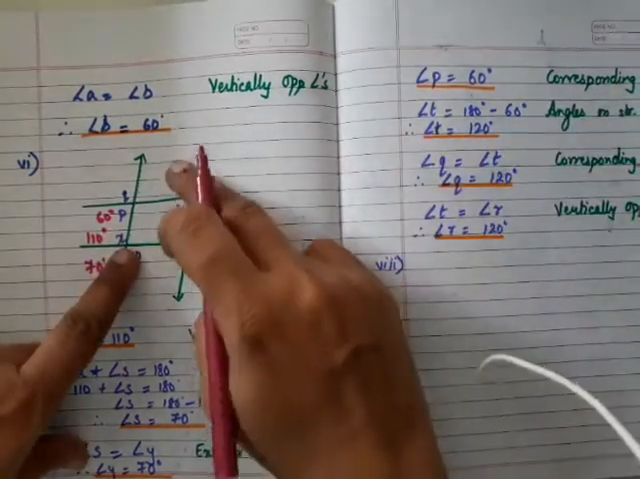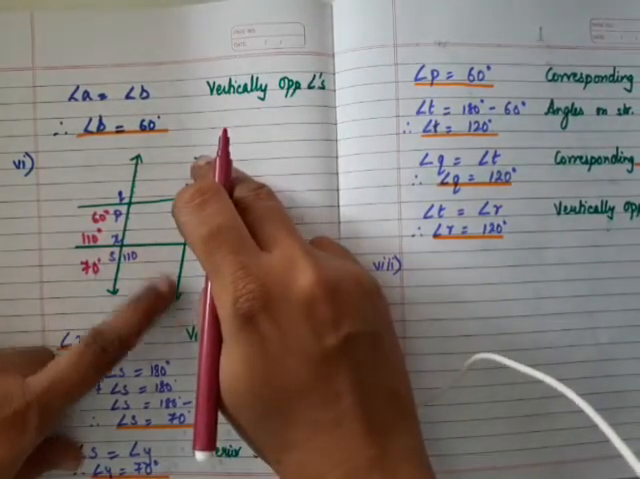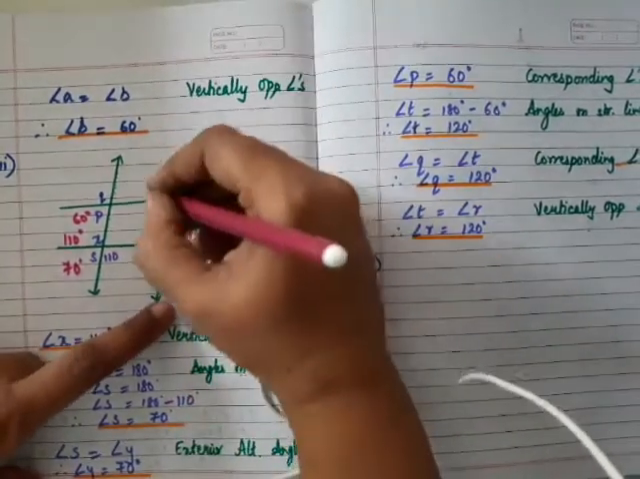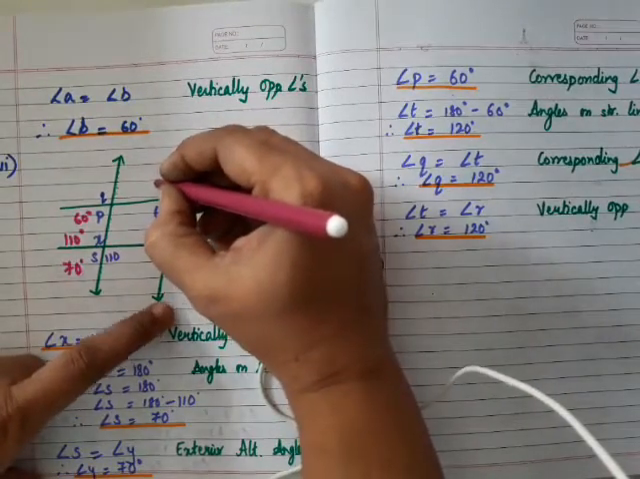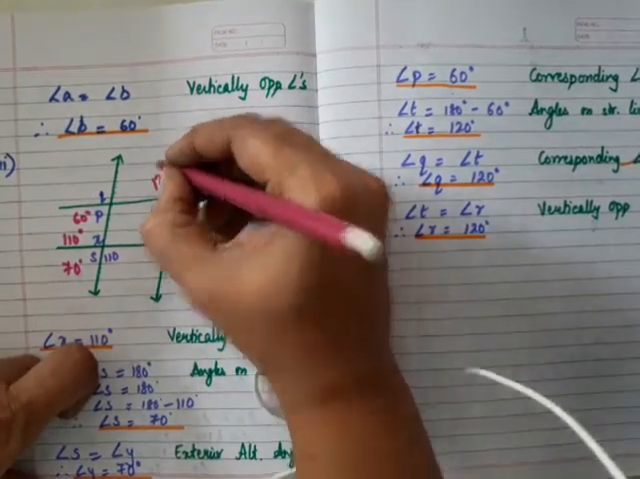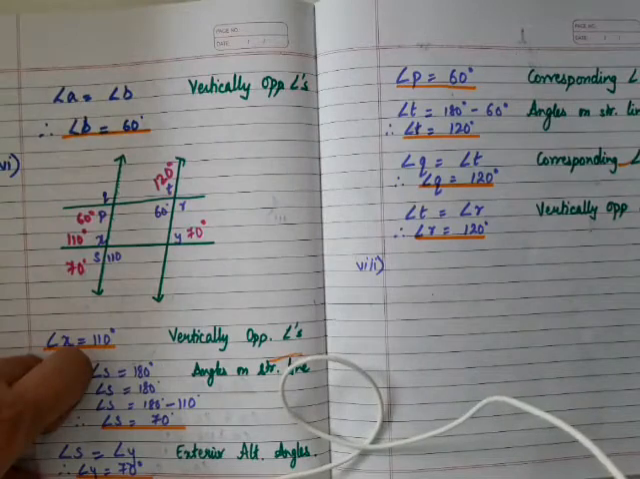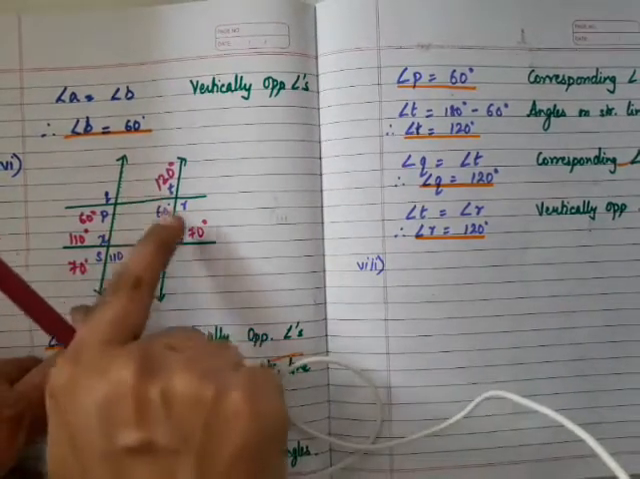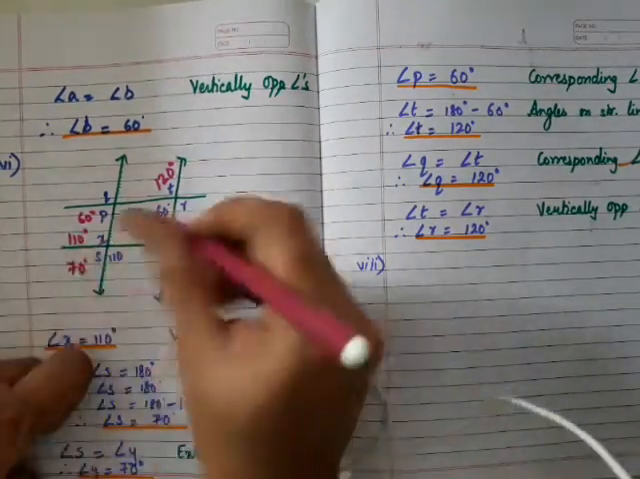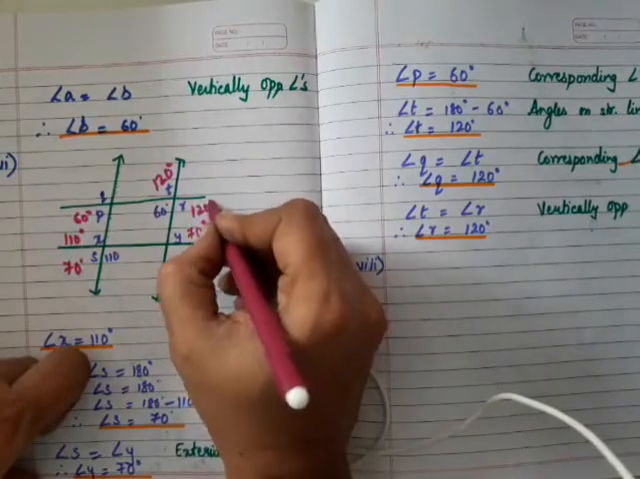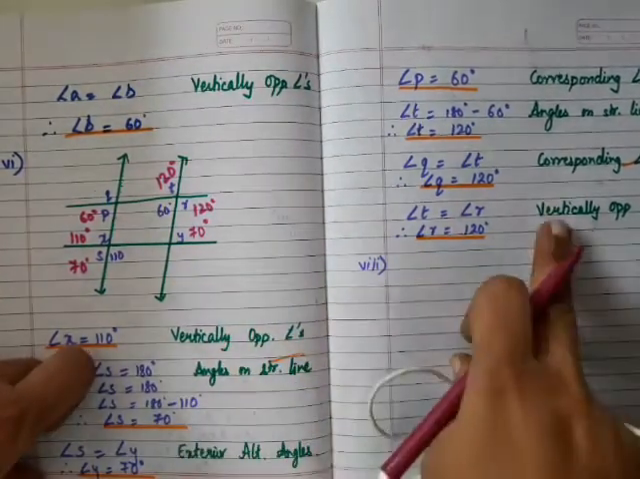Now I can find out the measurement of T because it's a linear pair, or angles on a straight line. So 180 minus 60, that is 120. So the measurement of angle T becomes 120. As this is 120, the measurement of angle R will also be 120. Why? Because they are vertically opposite angles.